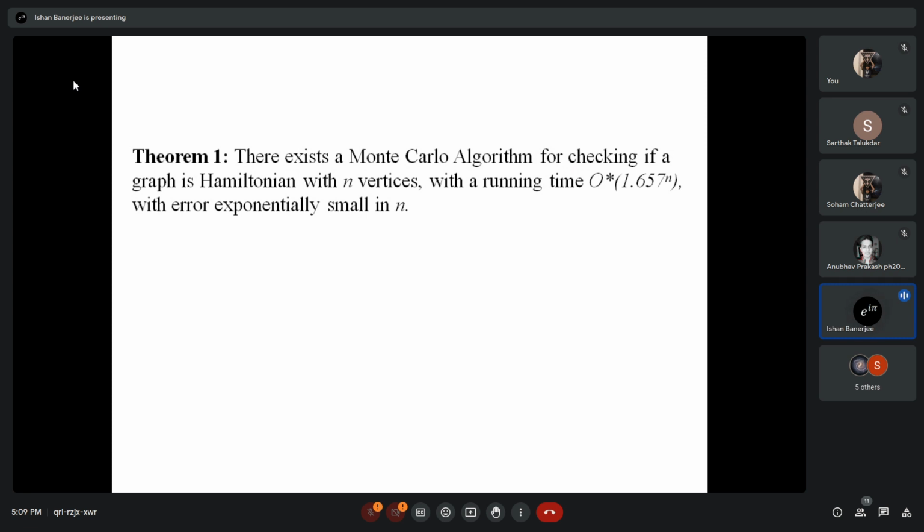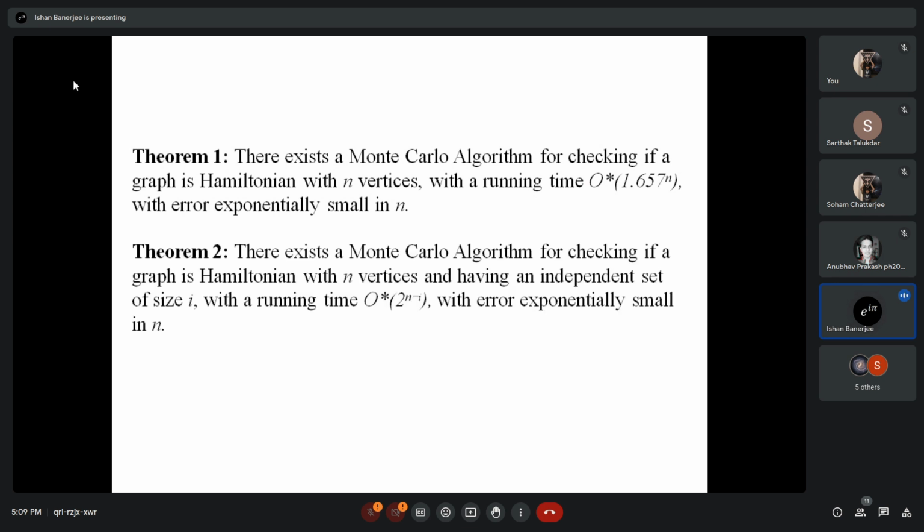And this result can be improved for special kinds of graphs, like graphs with independent sets, or specifically bipartite graphs as well. For those kinds of graphs, if the conditions are the same except that it has an independent set of size I, then we'll have a Monte Carlo algorithm which runs in O star to the power of n minus I. Again, the error is exponentially small in n.